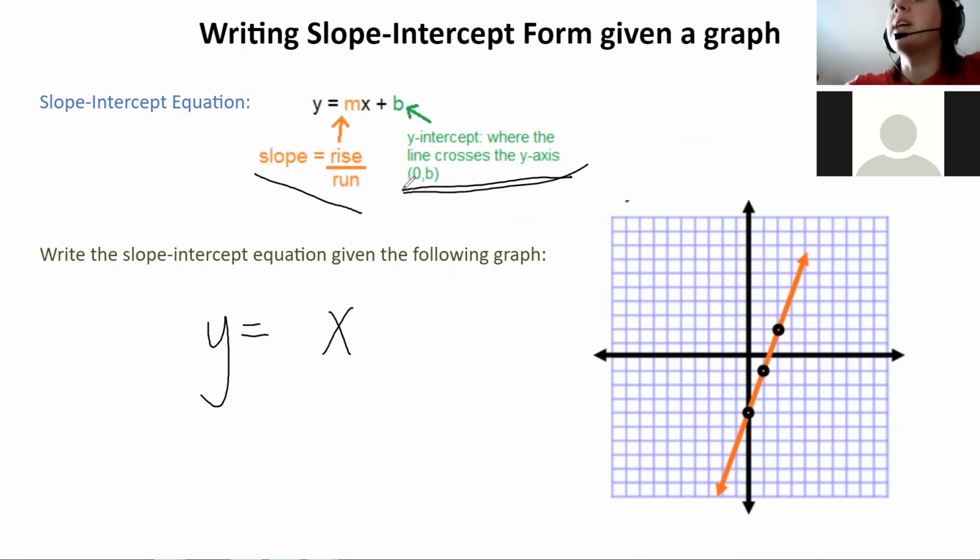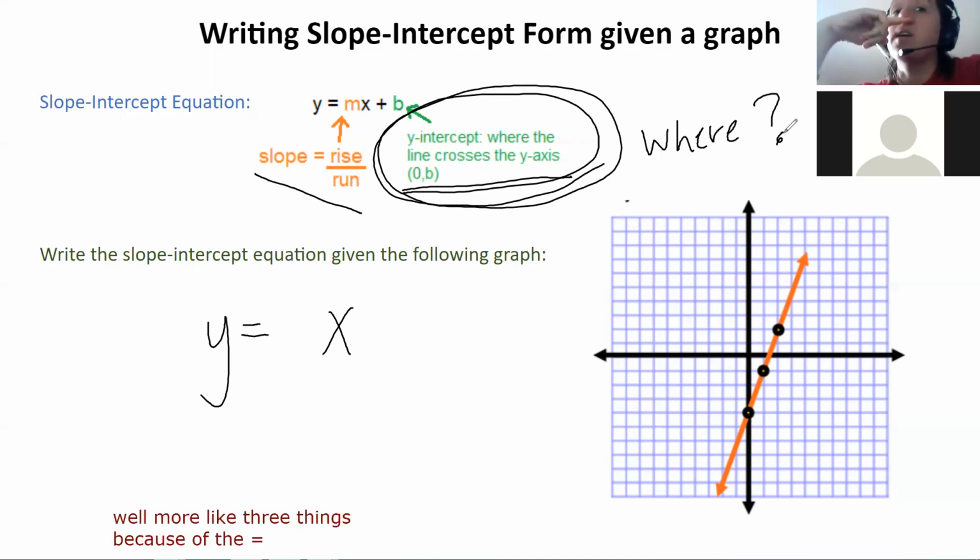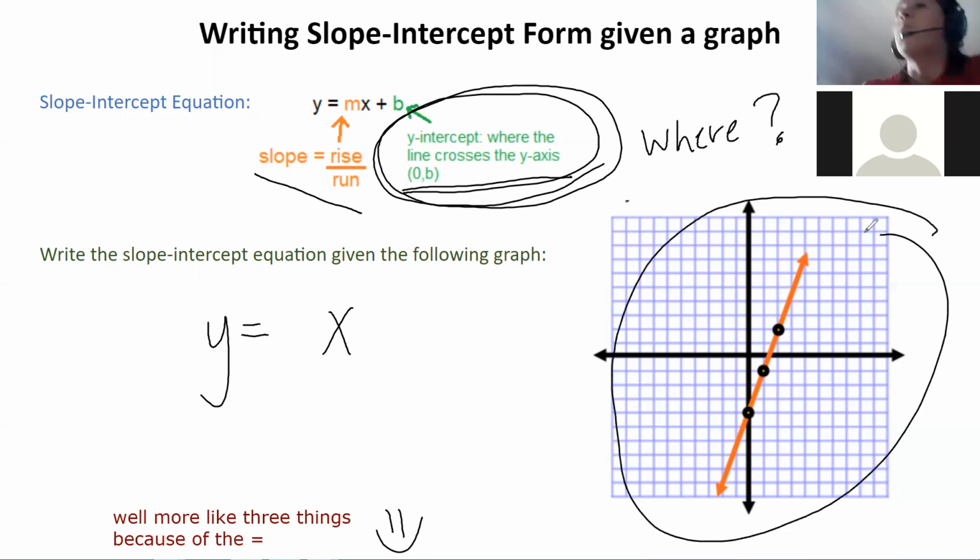So the first thing is we're going to read that y-intercept. So we want to look and say, where is it crossing that y-axis? At what number? So that's the first thing we look at. Good point. There are 3 things that you will always, always put down. Y equals x. That's good. Okay, so where does this line on this graph cross the y-axis? At what number?